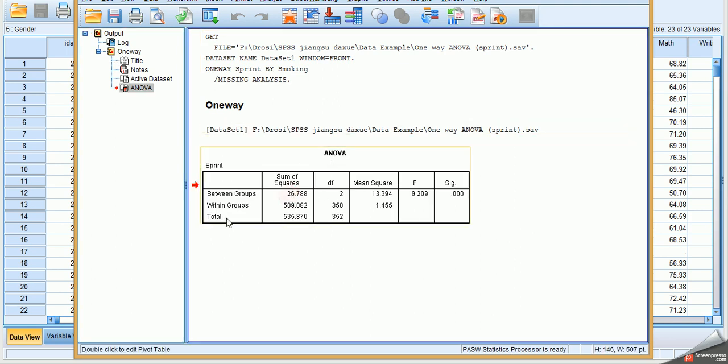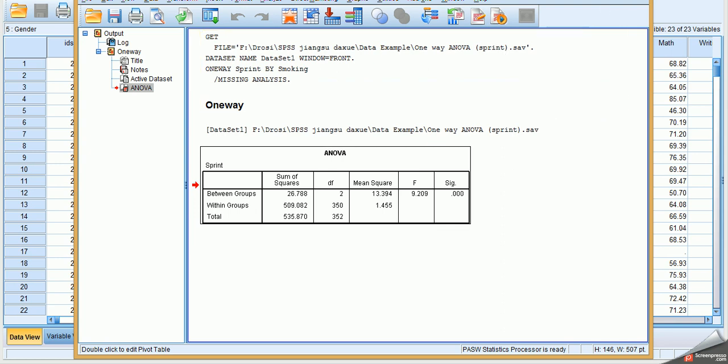Alright, this is the resulting table. We have the sum of squares, degrees of freedom, mean squares, F test, and the significance. The significance here is 0.00, so it's 0%, and we take the alternative hypothesis, which is that at least one of the sample means, or one of the population means, is different than the others. But here we don't know which one is different from the others.